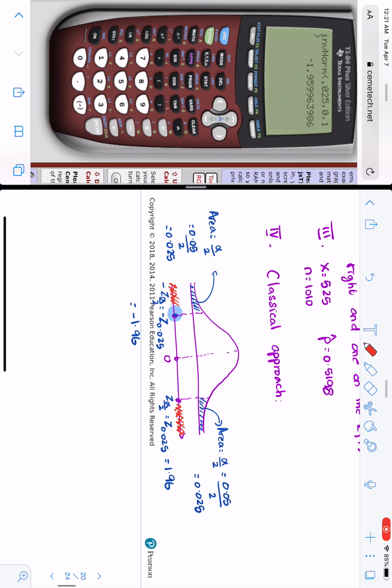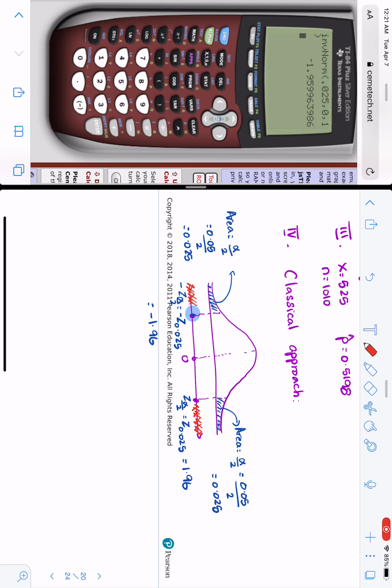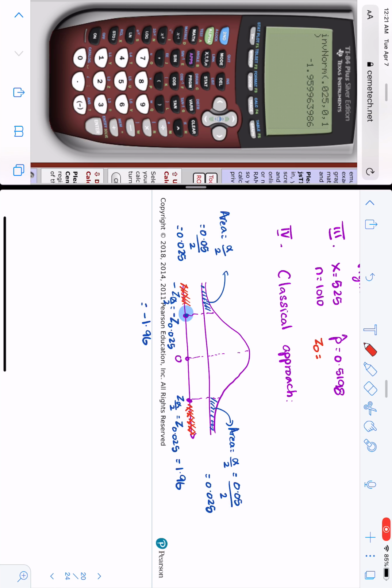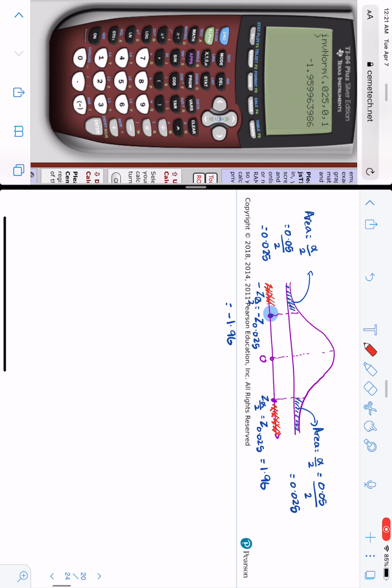So how do we find the conclusion? We know z sub 0 from earlier because I did not change the data, so it was 3.819. So 3.819 is going to fall somewhere over there. So the test statistic falls in the rejection region, therefore we reject the null.